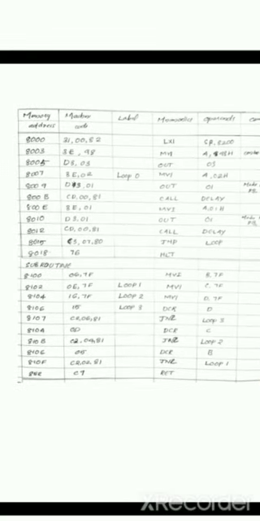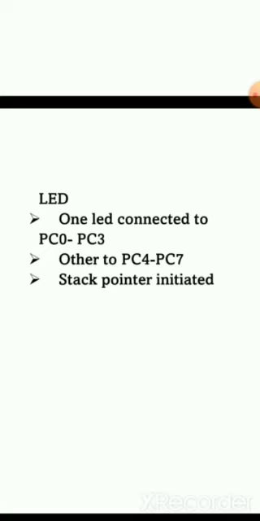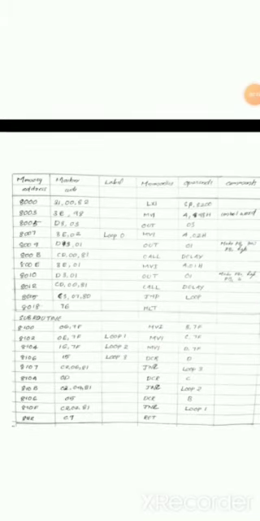Here one of the LEDs, say red, is connected to any of the 4 lines, that is PC0 to PC3, and the other LED, say green, is connected to any of the lines PC4 to PC7. The stack pointer is initialized since a subroutine is used for the time delay. Control word 80 is loaded in the control word register to configure all ports as output ports. The program enters a loop with 0F in the accumulator to make the 4 LSBs high and 4 MSBs low. Now OUT 02 is executed.